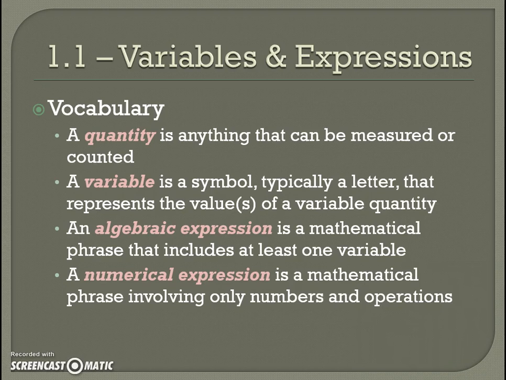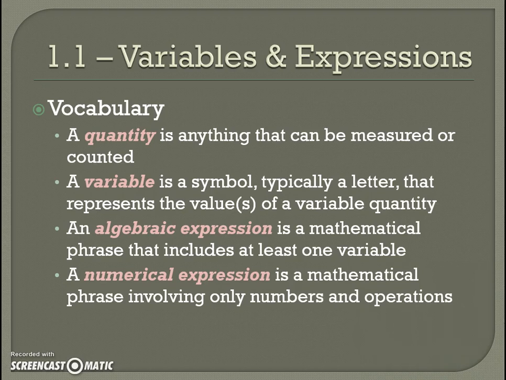Let's take a look at these vocabulary words. A quantity is anything that can be measured. It's basically just a number. A variable is a symbol, usually a letter, that represents the value or values of a variable quantity, something that can change. You see x often, or y. And as you move up and take more difficult levels of math, they start throwing in Greek letters like alpha and omega and beta and different letters like that.